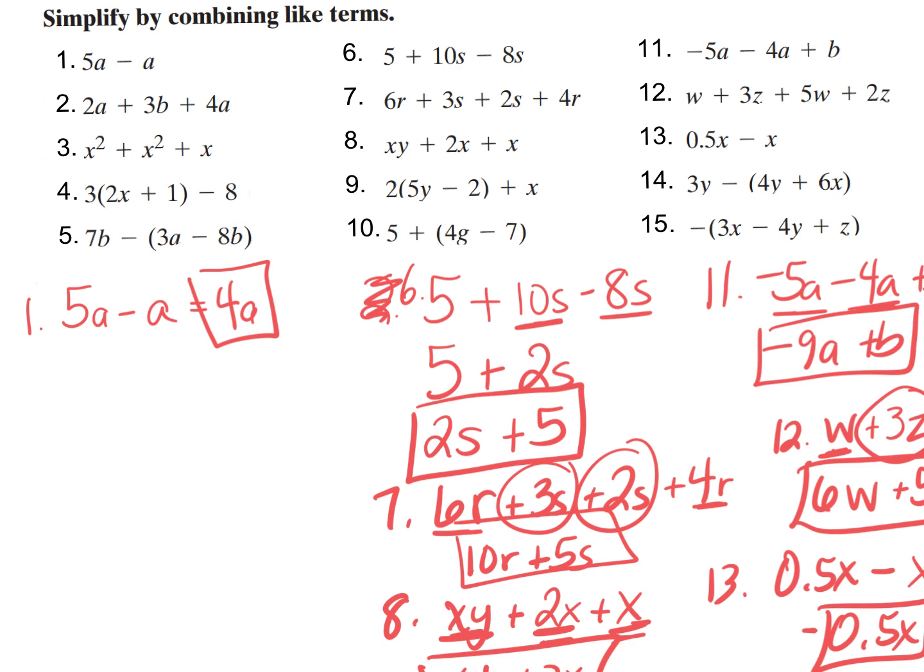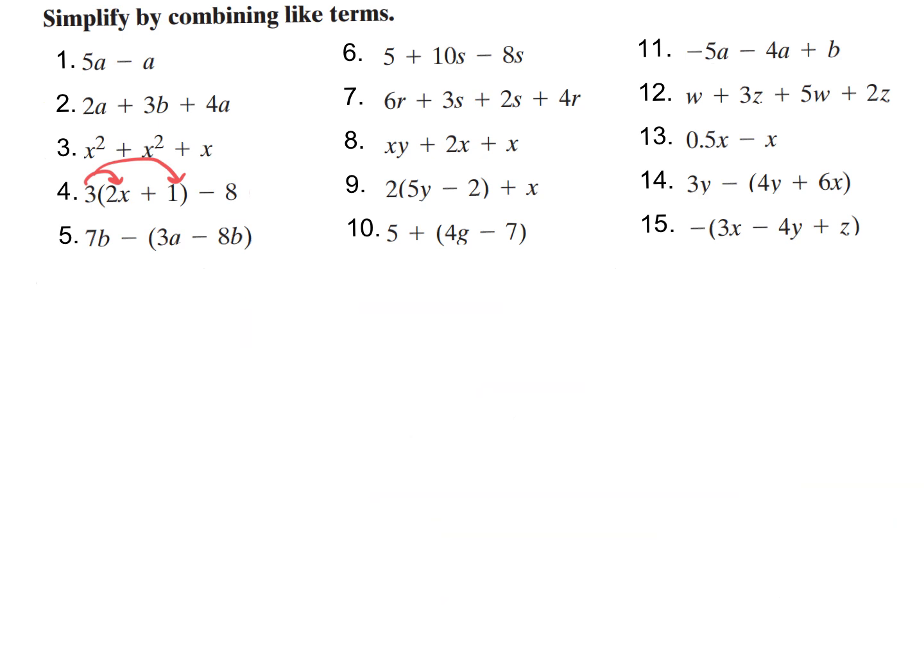Number 4, I'm going to distribute 3 times 2x and 3 times 1. Make sure you distribute to both of those. That would give me 6x plus 3 minus 8. There's no term to go with 6x, so I would get 6x, and positive 3 minus 8 is negative 5. I'm going to pause and erase all that's here so I can finish the last couple problems. Now I'm ready for number 9.